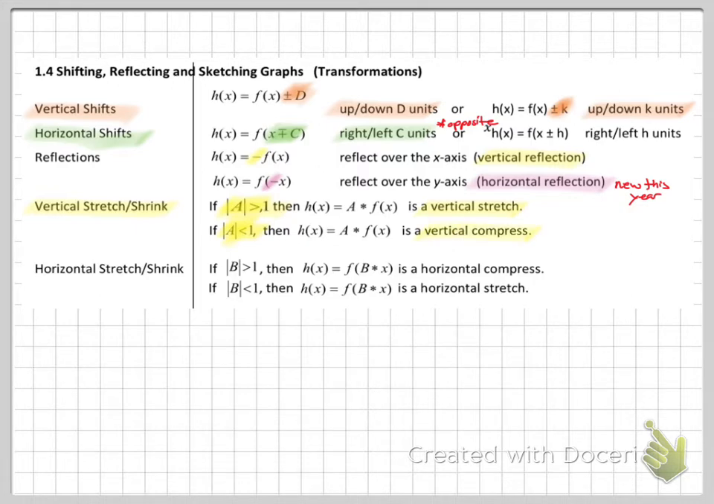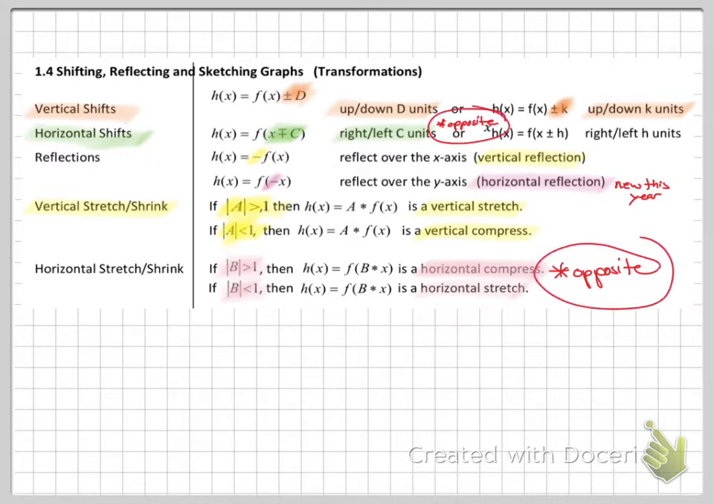The opposite is true for B. So if you remember your A rules from last year, it's opposite for B. And remember, B we were doing in pink. If the absolute value, just the number of B, is bigger than 1, it actually compresses horizontally. And if the absolute value of B is less than 1, it stretches horizontally. So we have two written in red there that do the opposite of what you would think. So keep an eye out for those.